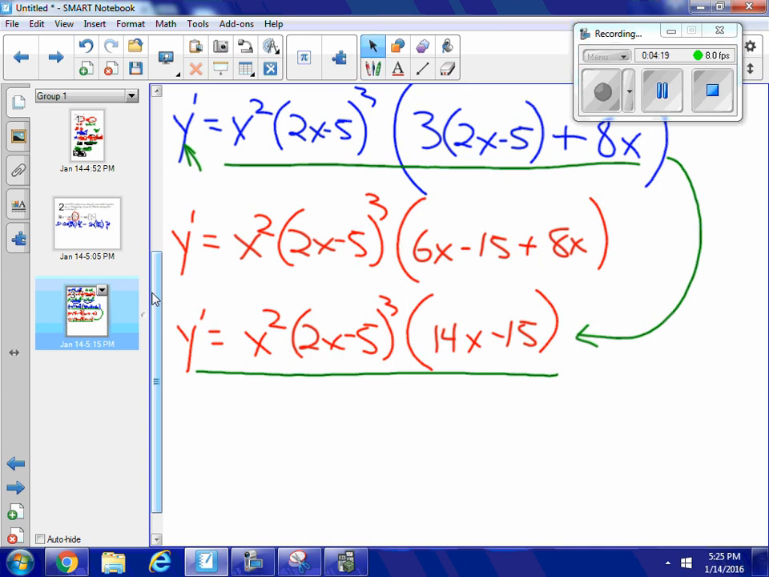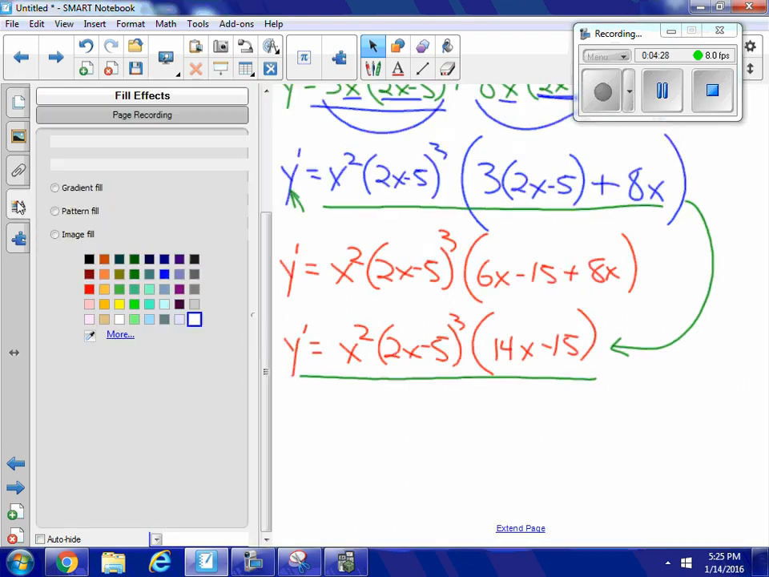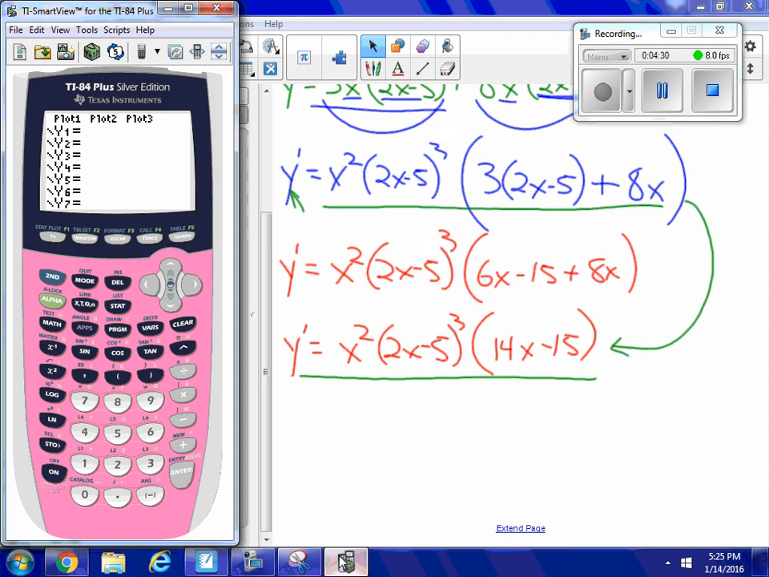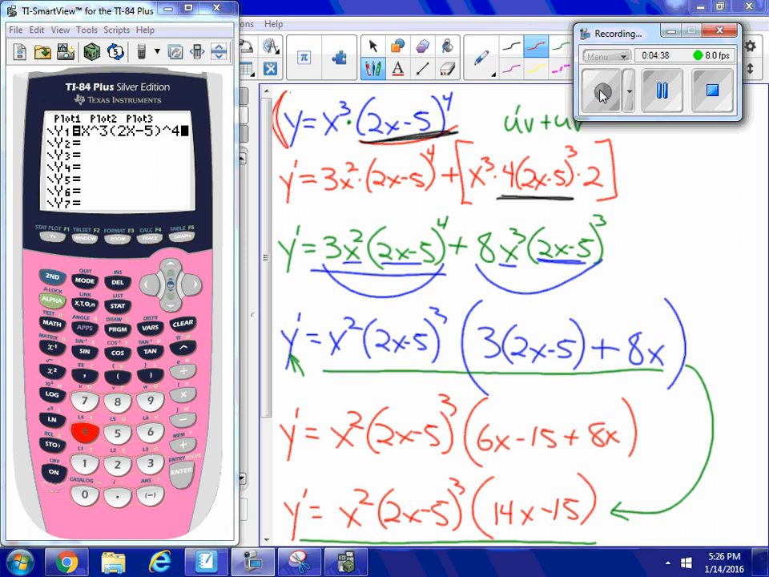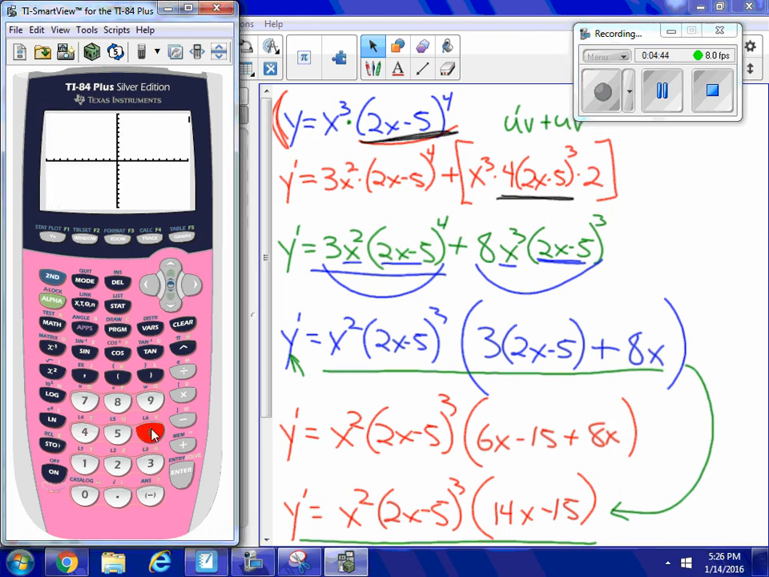Now, the other thing I want to do is check my answer here. So I'm going to check it using graphs. So I'm going to get my calculator up. And the first thing that I'm going to do is enter in my very first equation. And then I could graph that. I could go zoom 6, and it'll graph that, I hope.